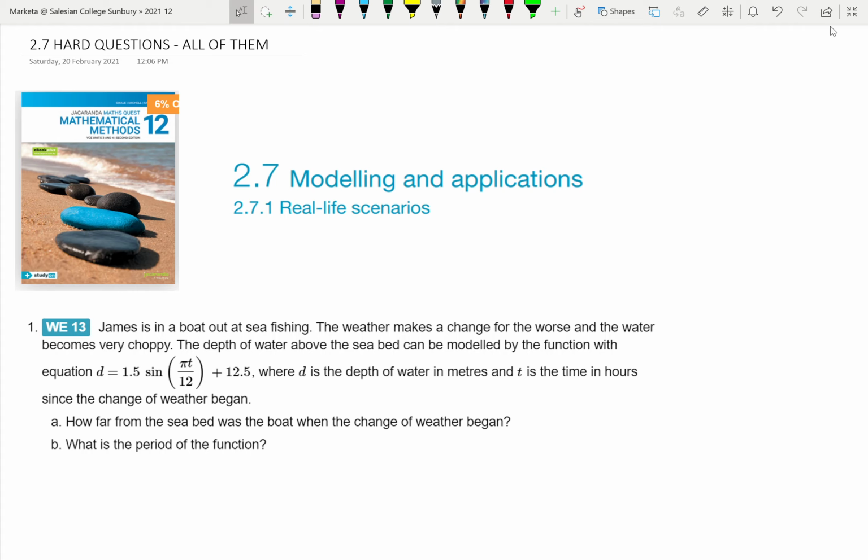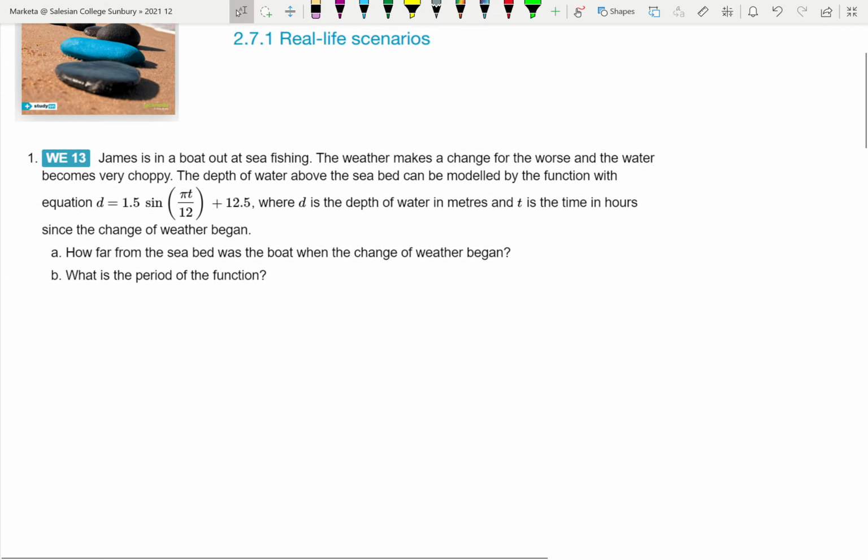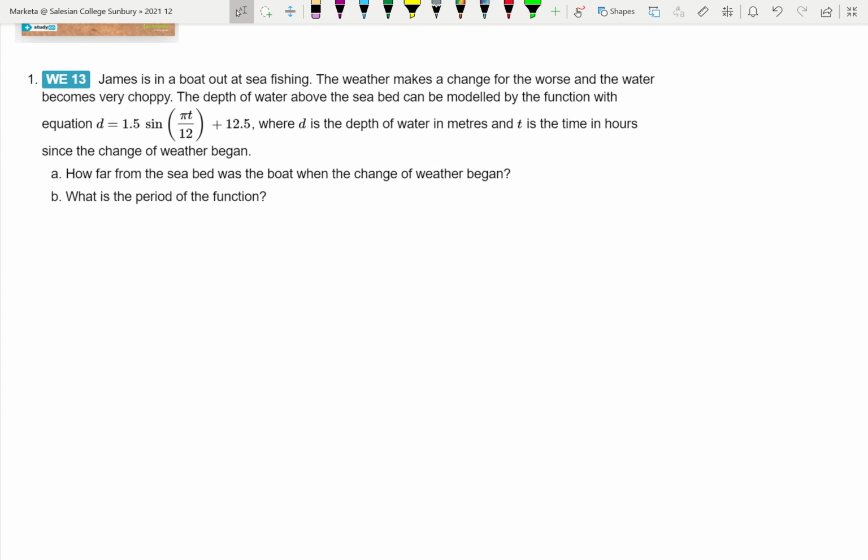Hi guys, today we're going to be doing question 1 from 2.7 in your Maths Methods book from jacplus. So this one: James is in a boat out at sea fishing, the weather makes a change for the worse and the water becomes very choppy. The depth of water above the seabed can be modelled by the function with this equation, so I might highlight that, where d is the depth of water and t is the time in hours since the change of weather began.